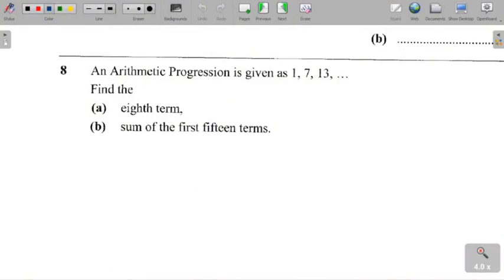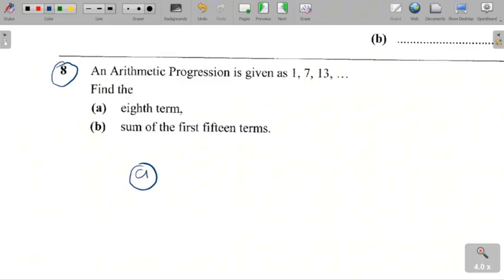So we are looking at question 8. This is a question that is coming from arithmetic progression. Here you can see there are two questions. I'm going to start with question A.